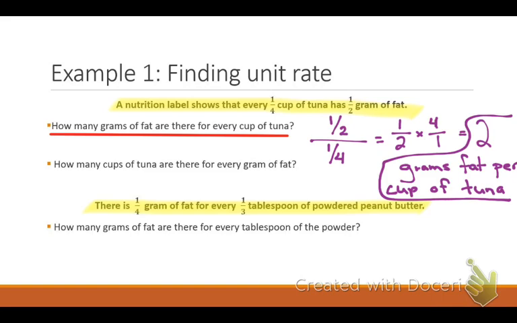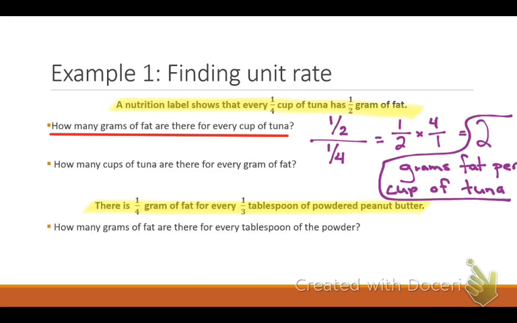So in the past, how many points have you missed for not labeling? 1, like 1 or 2. Here, you missed the whole thing. Unless you tell me in your label, I don't know if you actually understood what unit you were even finding the unit rate for. So that's why the label is so important.